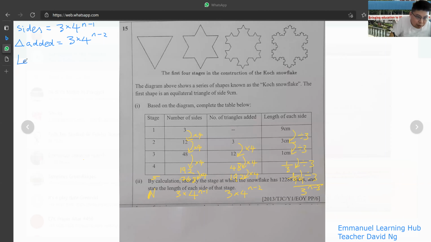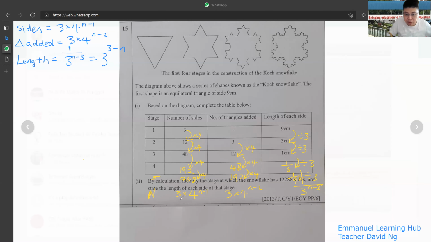How about the length? Okay, length of each side, I just write length. This will be 1 over 3 to the power of n minus 3, or 3 to the power of 3 minus n. Either way, it's okay. This and this are the same thing.